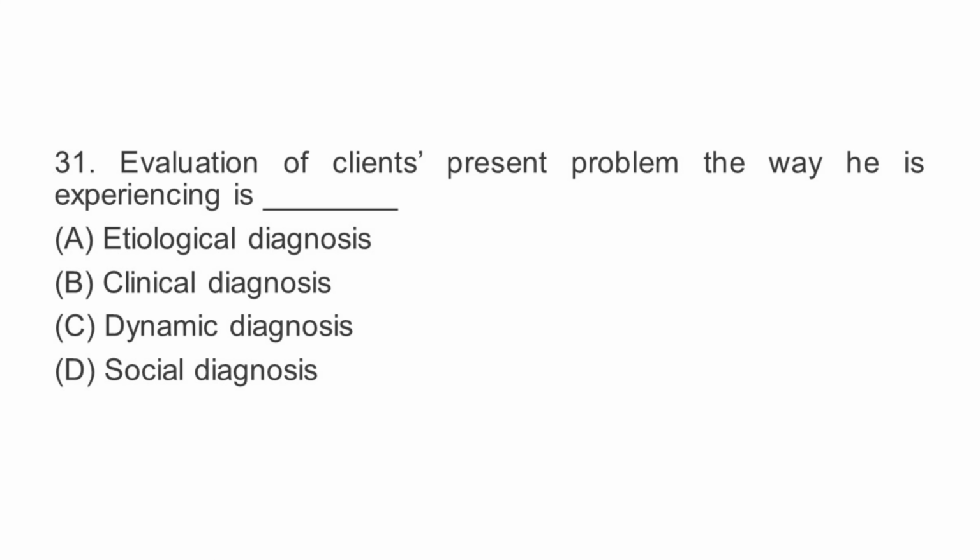So moving on to the next question, evaluation of client's present problem, the way he is experiencing, is dash. Option A, etiological diagnosis, option B, clinical diagnosis, option C, dynamic diagnosis, option D, social diagnosis. Right answer from the options is option D, dynamic diagnosis. Evaluation of client's present problem, the way he is experiencing, is dynamic diagnosis.